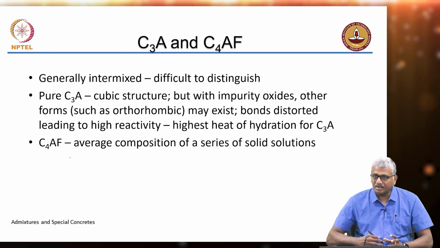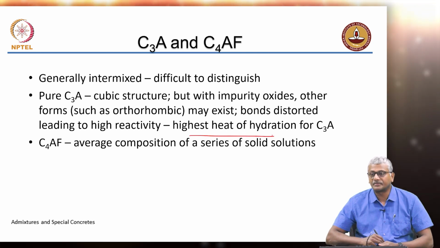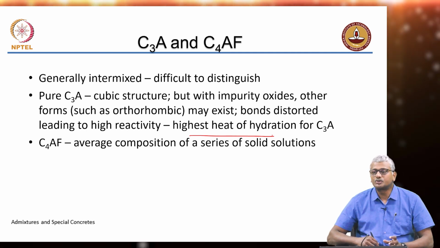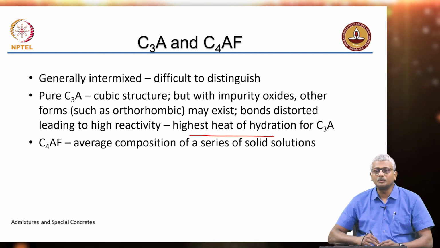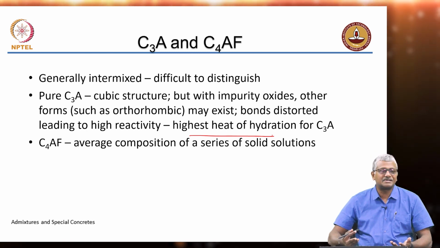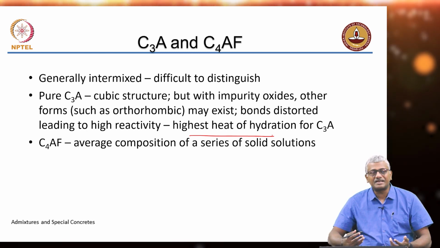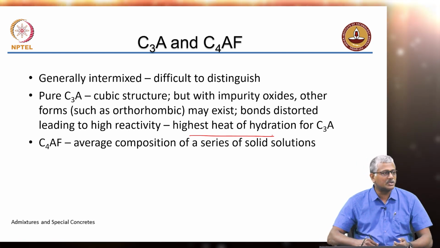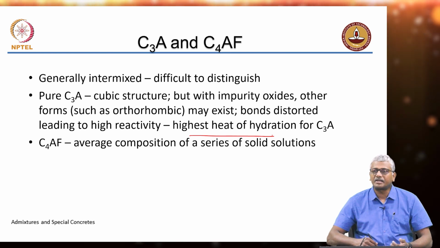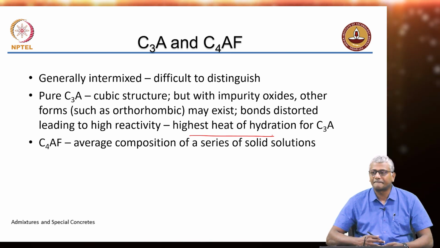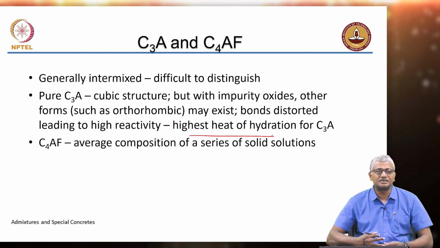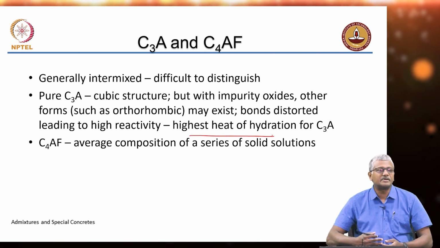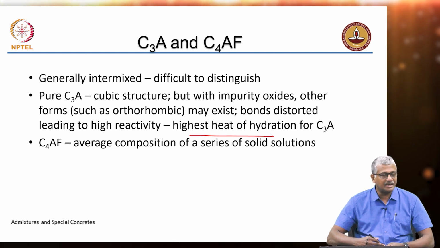The issue with C3A is it's got the highest heat of hydration. Amongst all cement compounds, C3A has the highest heat of hydration. So, if you were to produce a low heat cement, what would you do? Reduce the C3A and preferably also reduce C3S, because C3S also liberates a lot of heat, it reacts fast. What applications would you need low heat cement for? For mass concrete, dams, right. In such cases, you need a low heat cement, and such cements are produced typically with lower C3A and C3S contents.